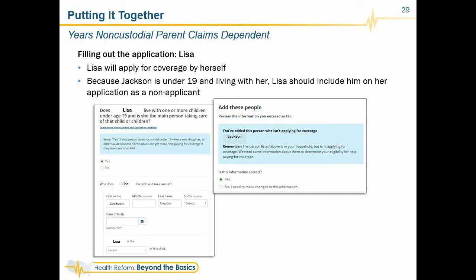For Jackson, there's a question that asks specifically about this kind of scenario. Does Lisa live with 1 or more children under age 19, and is she the main person taking care of that child or children? And the answer is yes. And then we're going to enter in Jackson's information. And so Lisa should include him on her application.